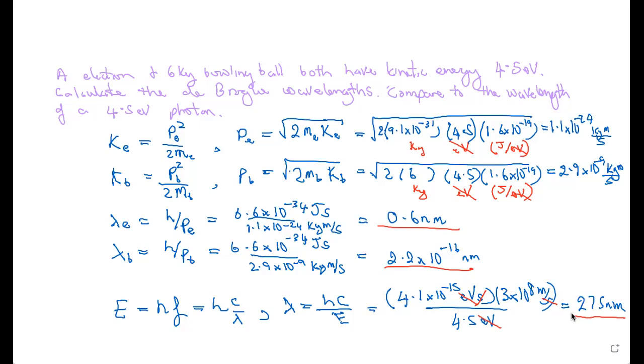Anyway, this problem involved the wave-like properties of matter. It also involved actually the particle-like properties of electromagnetic waves. And in particular, it involved the de Broglie equation, which applies to matter waves, which relates the wave-like properties of matter to the particle-like properties of matter. Specifically, it relates the momentum of a particle to the corresponding wavelength of that particle.